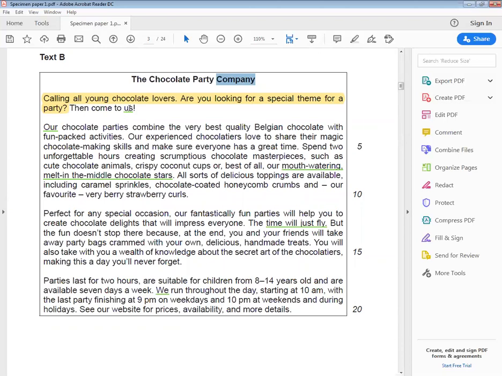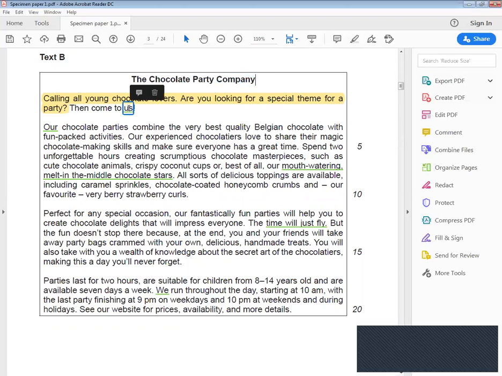Let's take a look at line number 2. Line number 2 here uses "us", and this is a first person pronoun. Here we have also another first person pronoun.